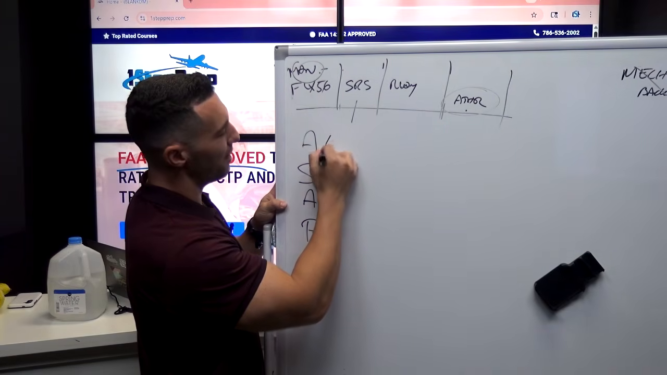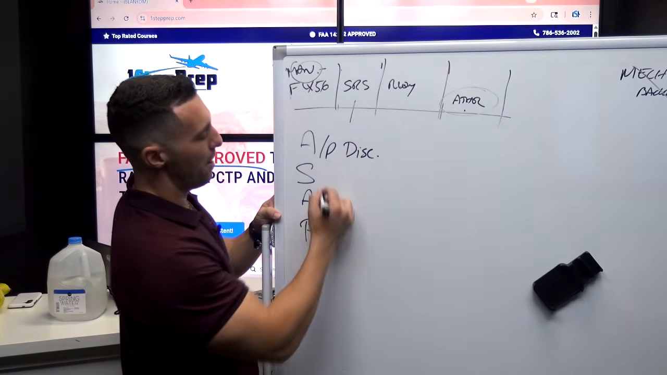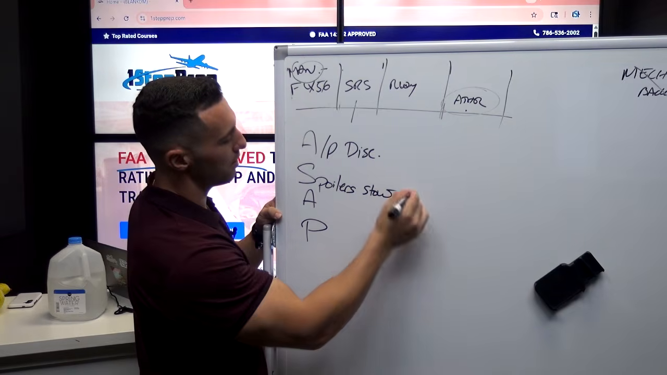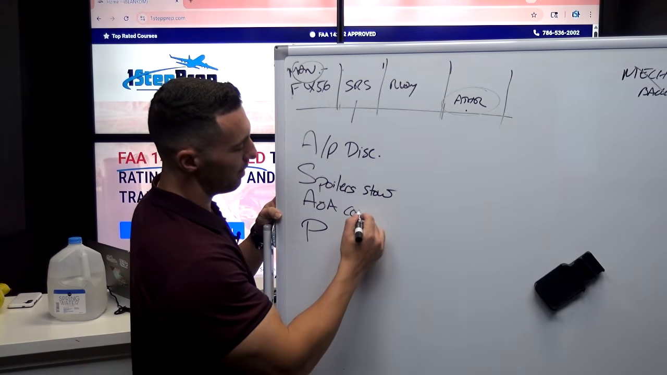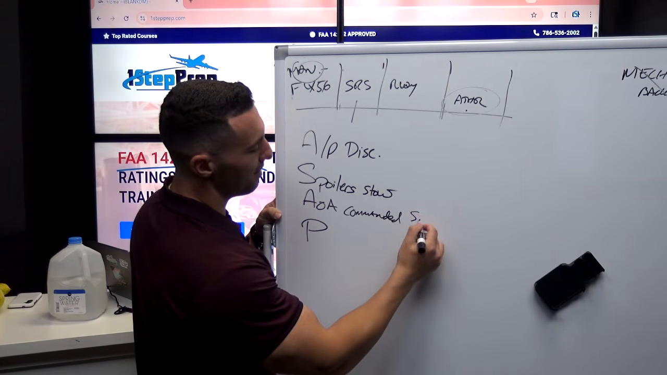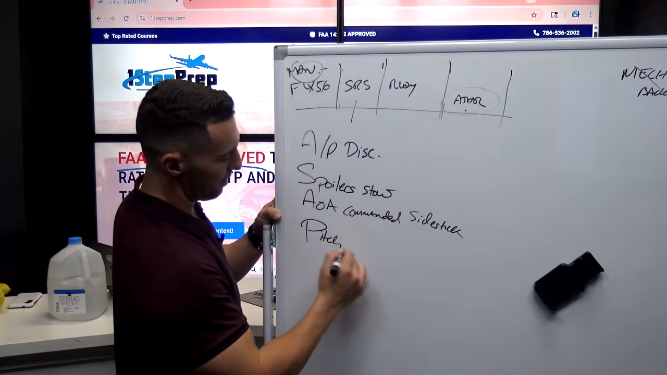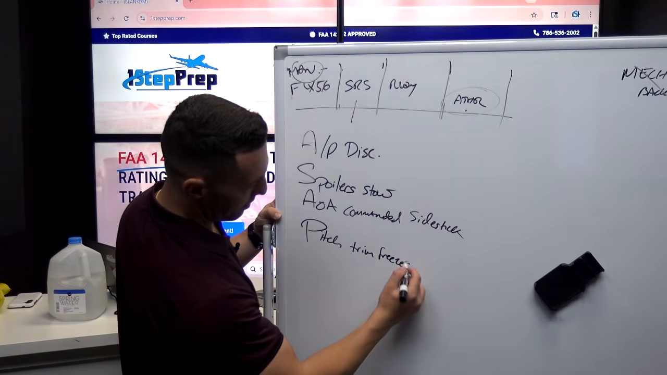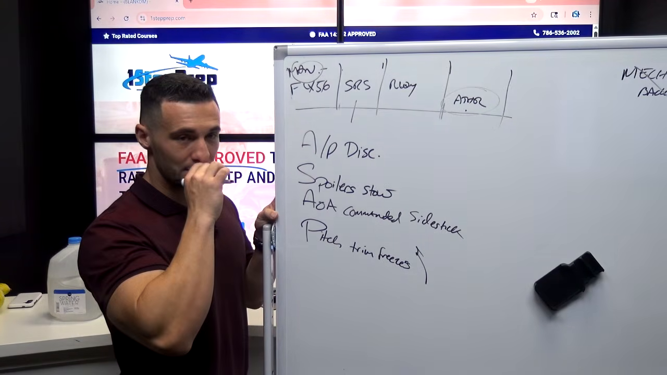Angle of attack. So autopilot disconnects. Spoiler stow. Angle of attack is commanded by the side stick. Pitch trim freezes in the nose up direction. You still have nose down.